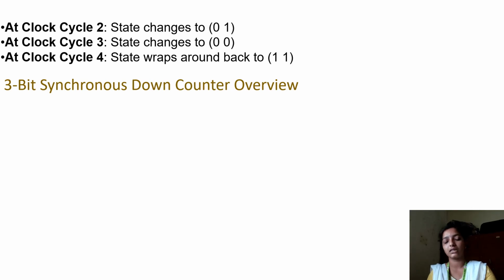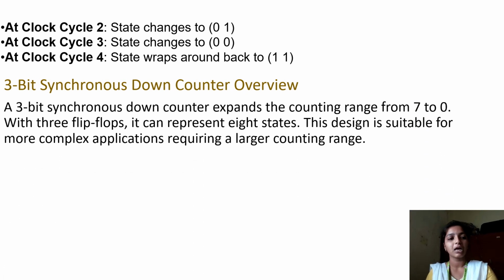Then the next is the 3-bit synchronous down counter overview. A 3-bit synchronous down counter expands the counting range from 7 to 0 with 3 flip-flops. It can represent 8 states. This design is suitable for more complex applications requiring a larger counting range.